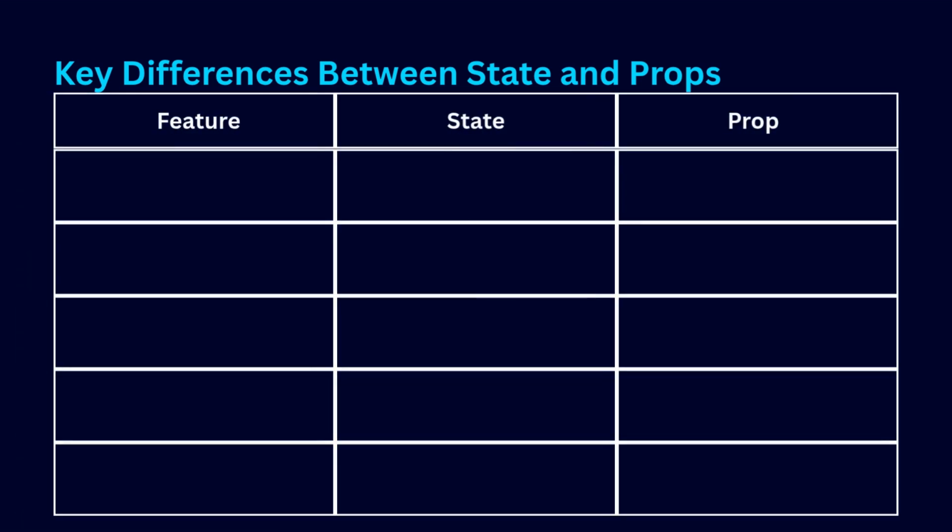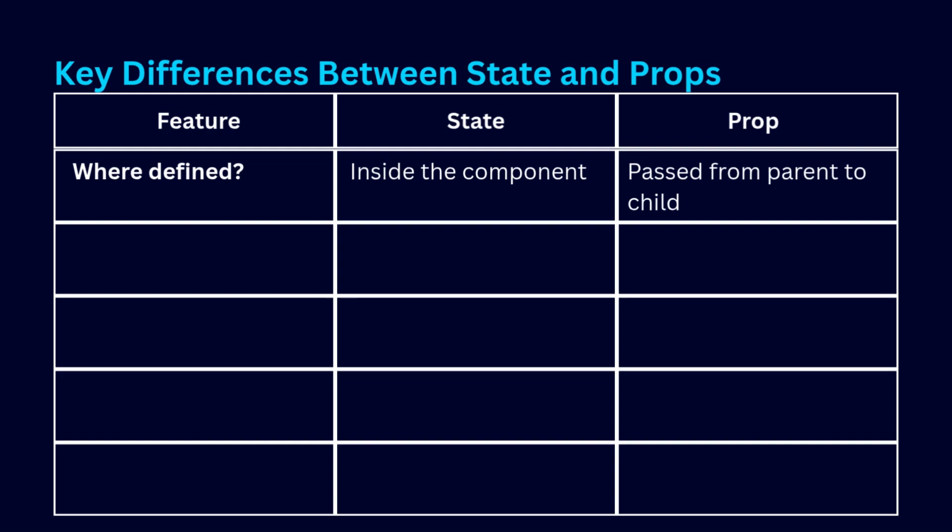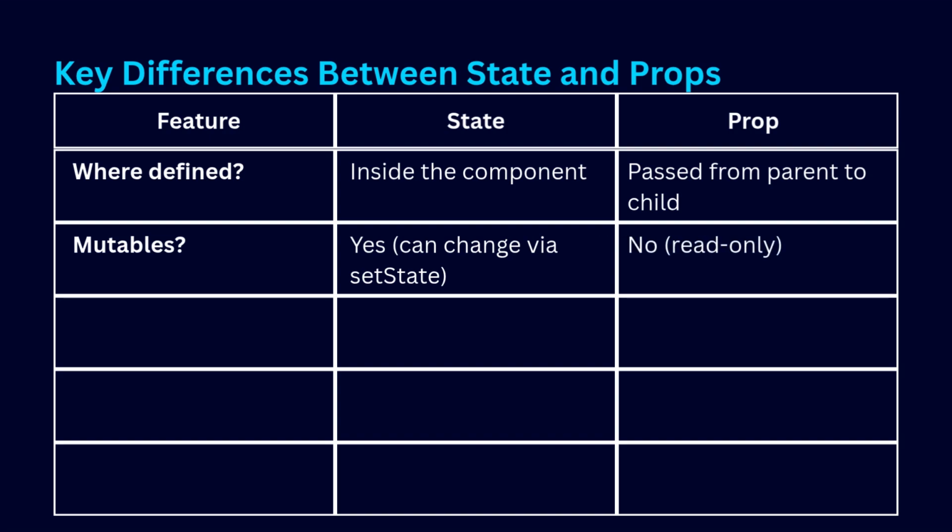Features: state, props. State is defined inside the component. Props are passed from the parent to the child. Next feature is mutable. Yes, state can change via setState. Props are read-only.